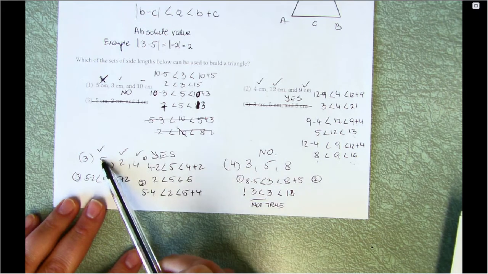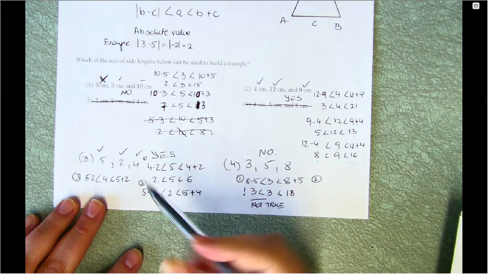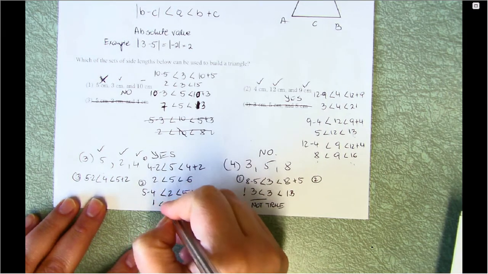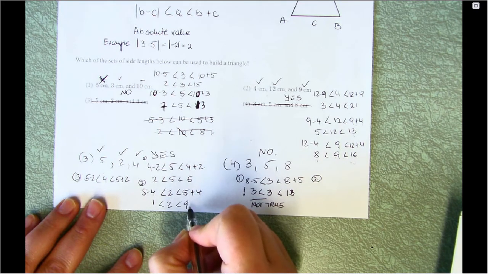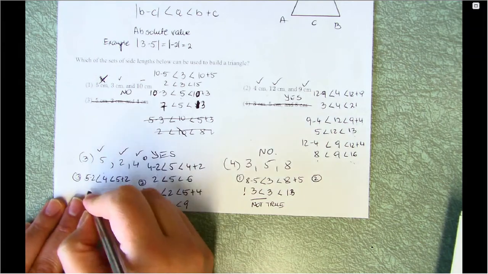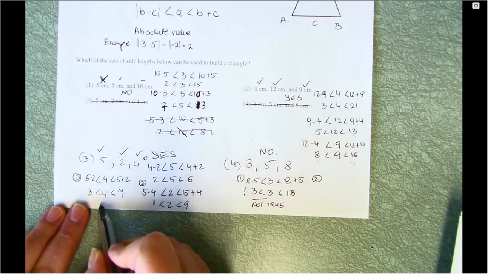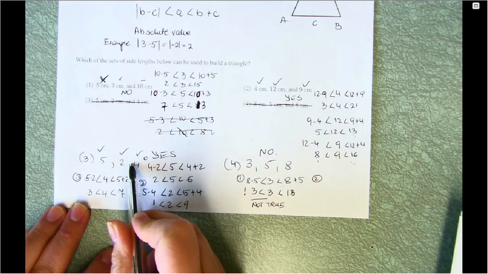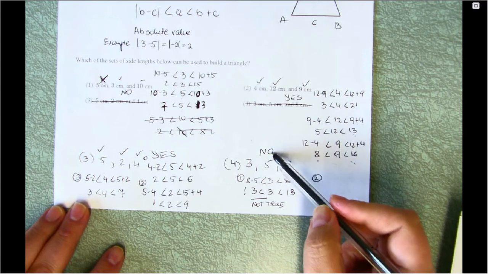That's fine. Then I'm checking 2. 5 minus 4 is 1, and 5 plus 4 is 9. So 2 is between 1 and 9. That's going to work. And then I'm checking 4. 5 minus 2 is 3, and 5 plus 2 is 7. 4 is between 3 and 7. So that's going to work. So yes. And another example, this one is no.